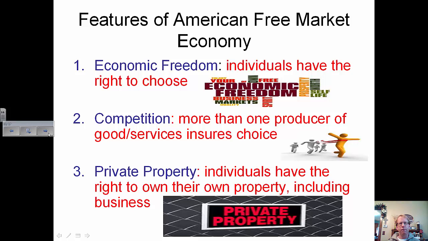The second feature of American free market economy is competition. We believe there should be more than one producer of a good or service, not just one government producer. And because we have a lot of choice, we tend to get better products. And then finally, private property. In the United States, we have very strong private property laws where if you own property, it's yours and the government can't take it, and you have the right to do what you want on your property as long as you're following the laws. And that's very important to us. In other countries, that's not necessarily true. The government can just step in and take your property. Okay?